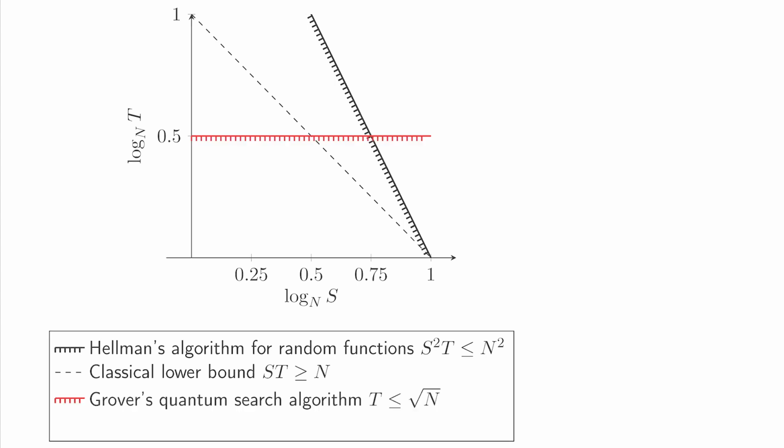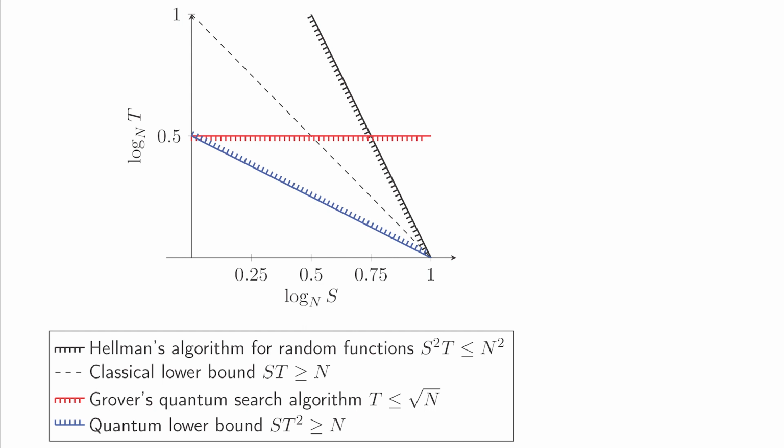Moving on to quantum algorithms, Grover's search achieving time square root of n is represented by this red line on the graph. And the quantum lower bound we discussed before, st squared greater than n, represented by this blue line, can also be informally interpreted as the best straight line lower bound that we can hope to achieve on this graph.